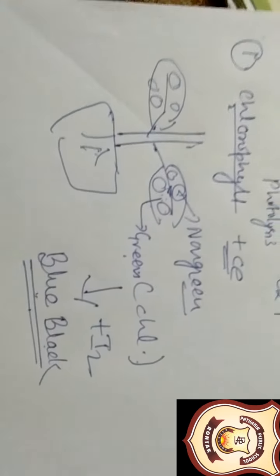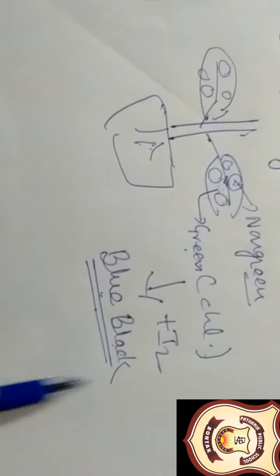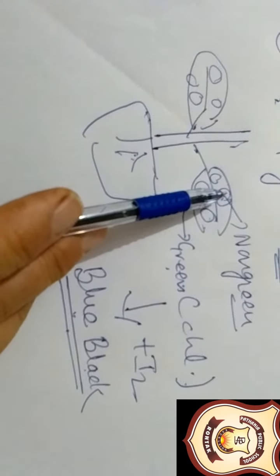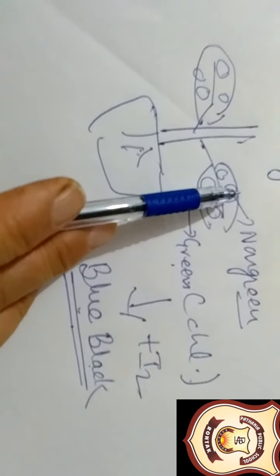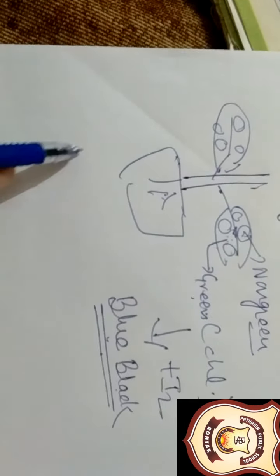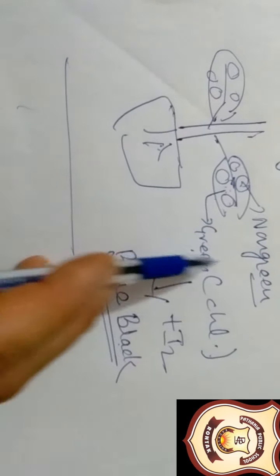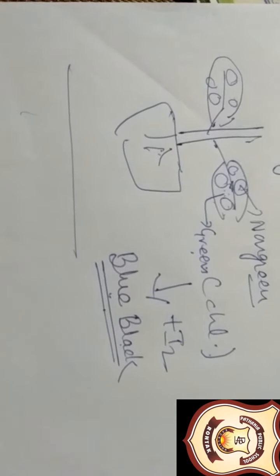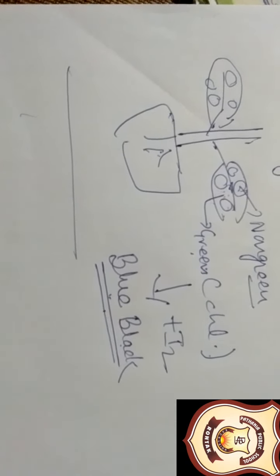That means where the chlorophyll is there, photosynthesis has been performed, but this non-green part will not turn blue black. That means here the chlorophyll is not there, so photosynthesis has not been performed by these parts, and chlorophyll is required for the process of photosynthesis.